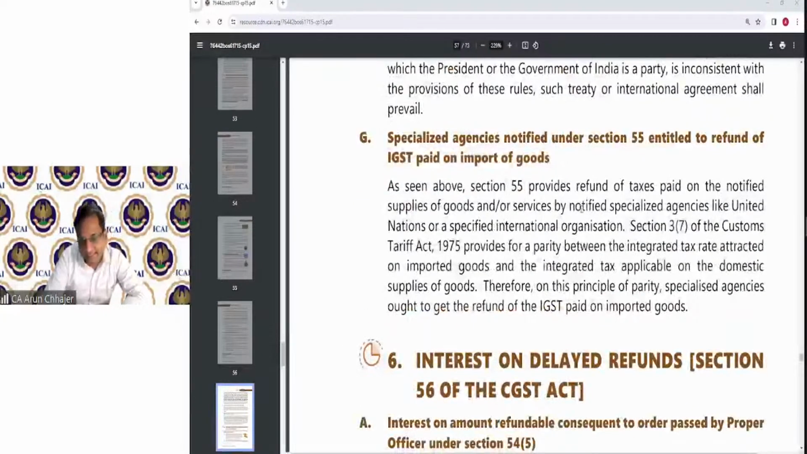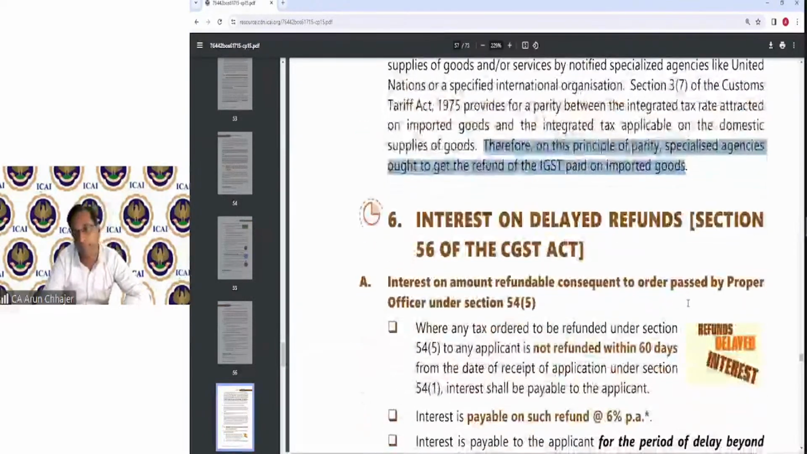The specialized agency notified under section 55 is entitled to the refund of IGST paid on import of the goods, as seen above. Section 55 provides the refund of the taxes paid on notified supply of goods or services. Section 3 subsection 7 of the Customs Act provides for a parity between the IGST attracted on import and IGST applicable on the domestic supply. Therefore, on the principle of parity, a specialized agency ought to get the refund of IGST on import of the goods.